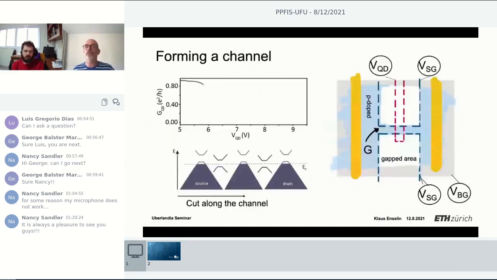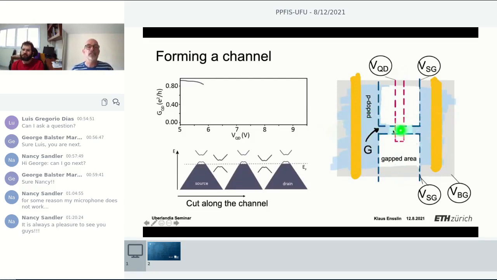On the right-hand side, you see the schematic. You see source and drain. You see the channel. In this case, it's a P-type channel. We have holes. And then there's this additional gate here on the top. So if this gate is not biased, or at the same voltage as the other gates, then there is conduction through the channel, and that's what you see here.